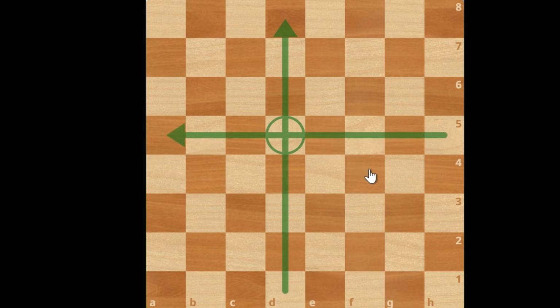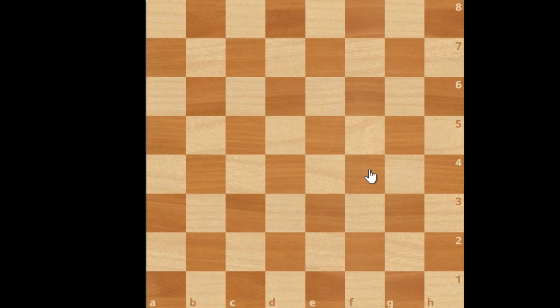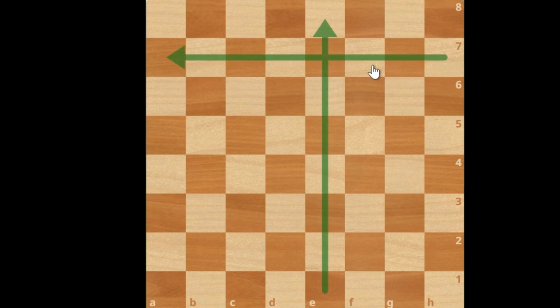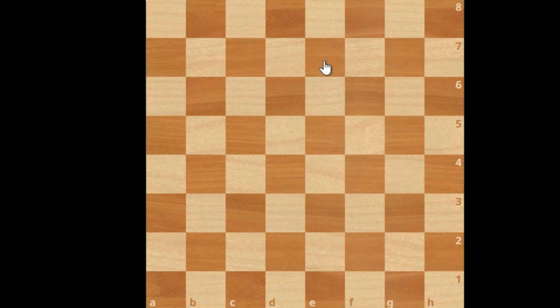Now, how will we read these coordinates? We have to do the exact same thing. Suppose we have been asked to find the square E7. First, look at the E file. Where is the E file? The E file is over here. And the seventh rank is over here. This is the seventh rank. The point where these two lines meet is the square. This square is E7.